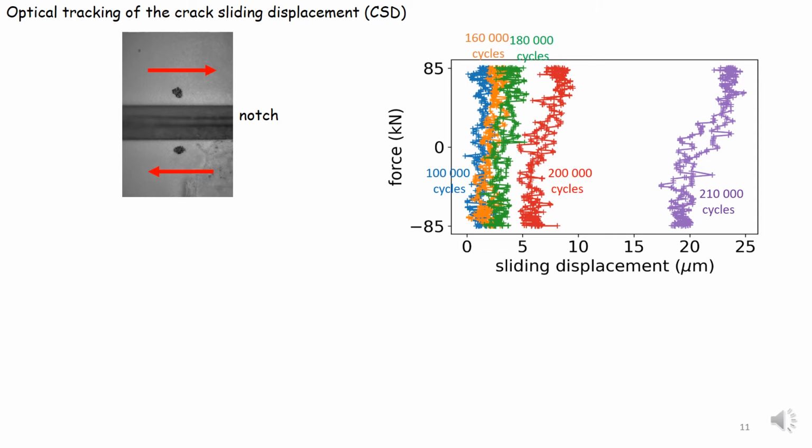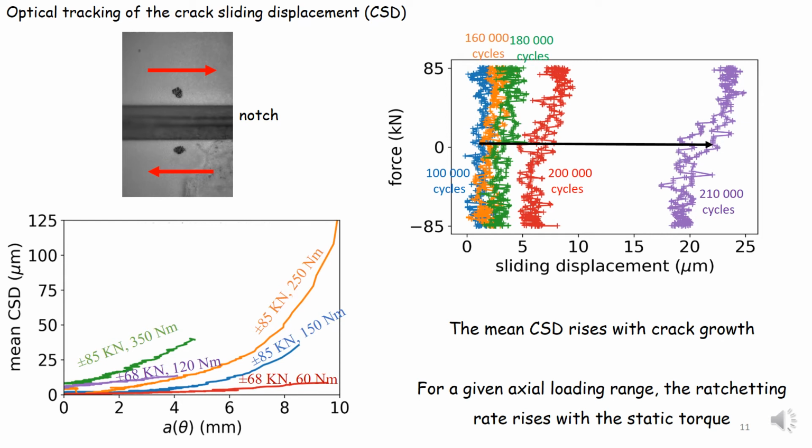In this example, you can see that during a given cycle, there is no sliding displacement as long as the axial load is negative, but a little bit when it becomes positive. But the most interesting fact is the progressive shift of the loops, or in other words, a ratcheting rise of the mean crack sliding displacement, plotted here versus crack depth for all the tests. And you can see that the ratcheting rate rises with the static torque.